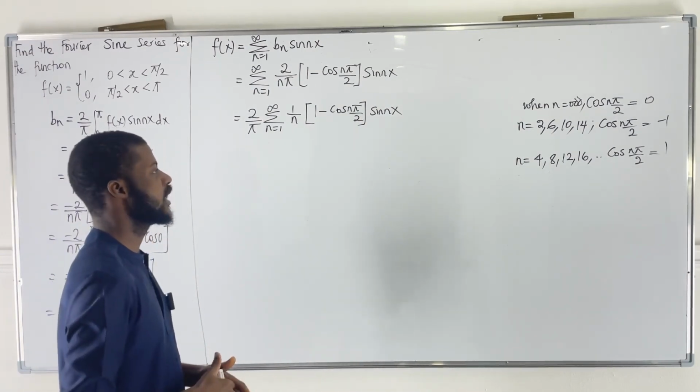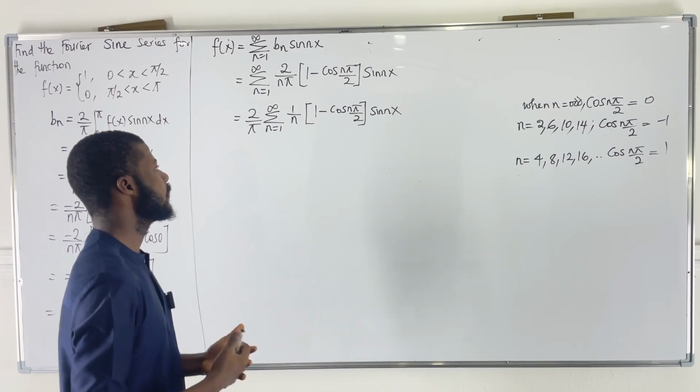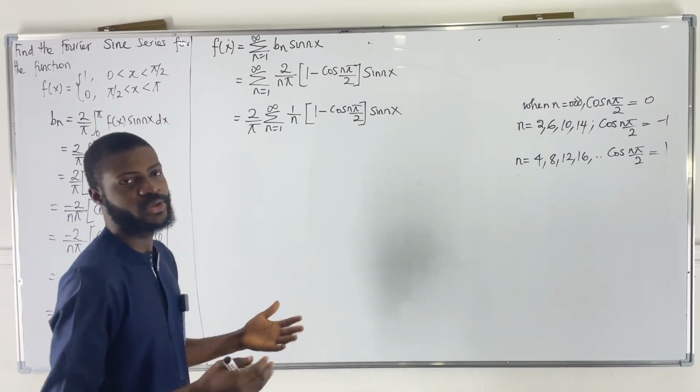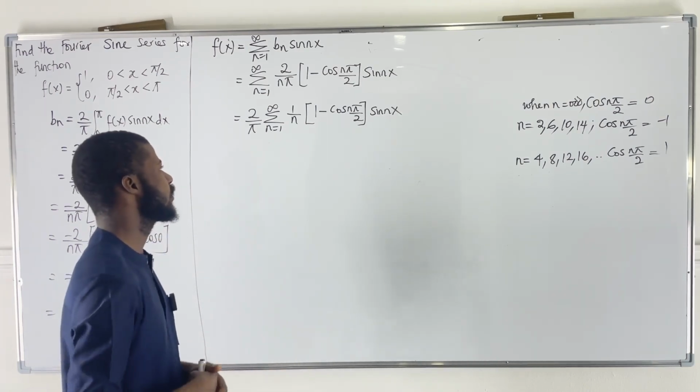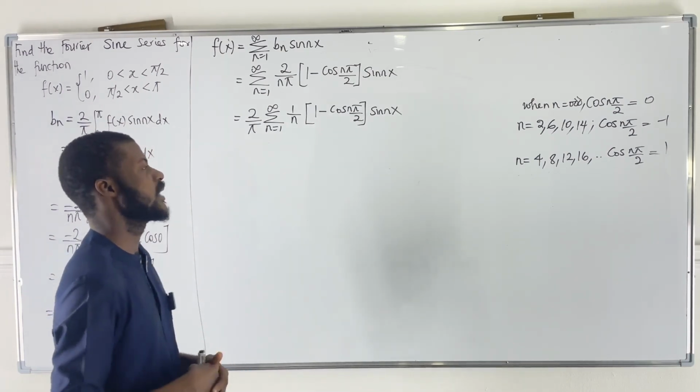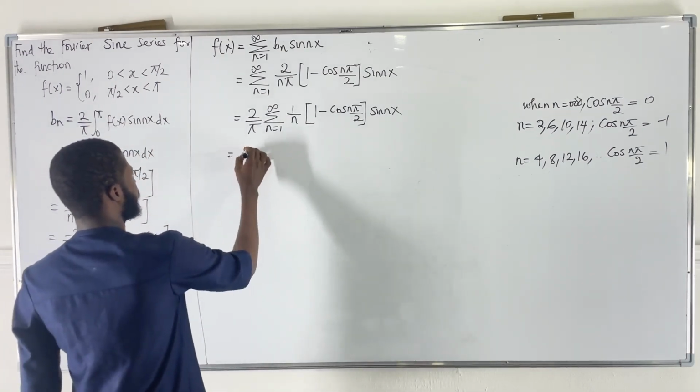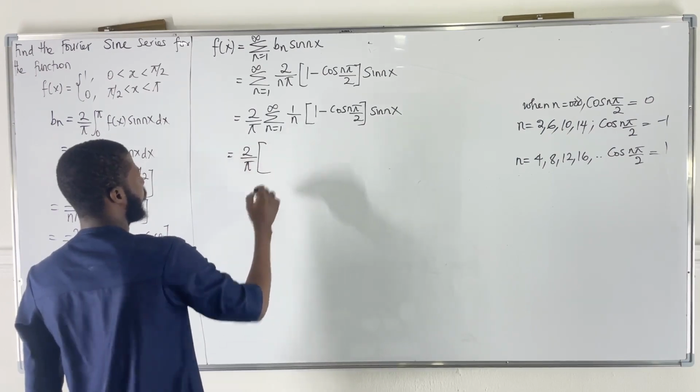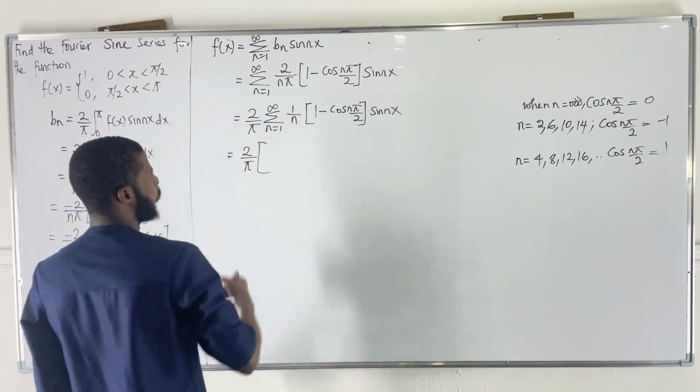Now what we're going to do next is let us input some numbers. So let's say n is equal to 1, for example. So let's bring out some expansion here. This will be 2 over pi, open bracket. Now let n equal to 1. What do you think will happen?